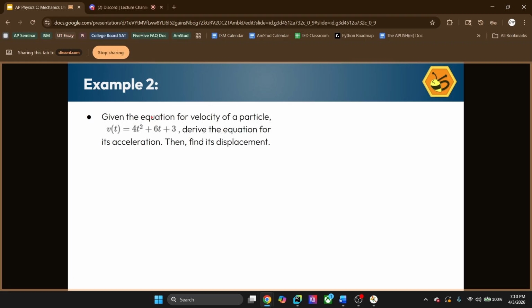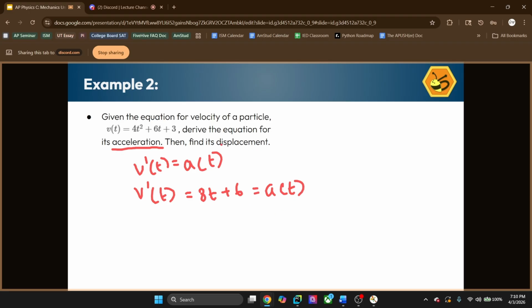Given the equation for velocity of a particle, v of t equals 4t squared plus 6t plus 3, derive the equation for its acceleration, then find its displacement. Okay, so acceleration, that's just the integral of velocity, right? Or, sorry, the derivative of velocity. So we just say v prime of t is equal to a of t. And once we differentiate v of t, we get 8t plus 6, and that is the a of t function.